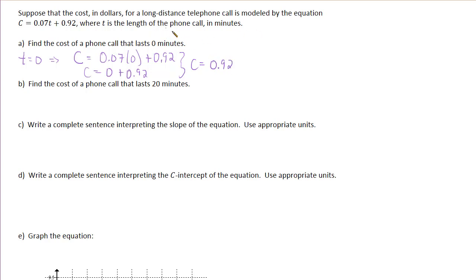And that's in dollars. So the cost would be $0.92.